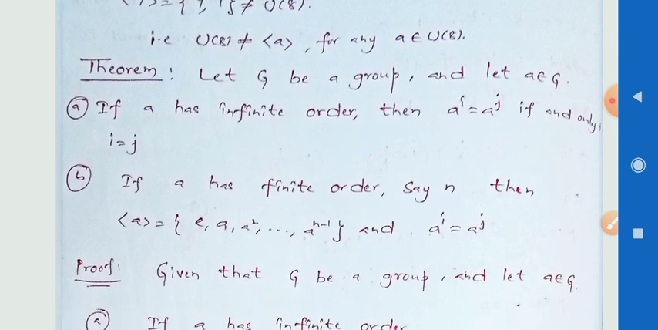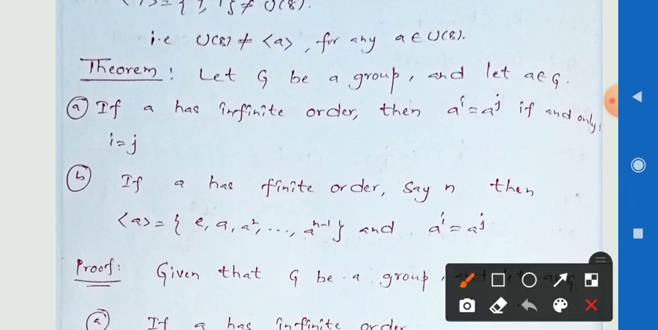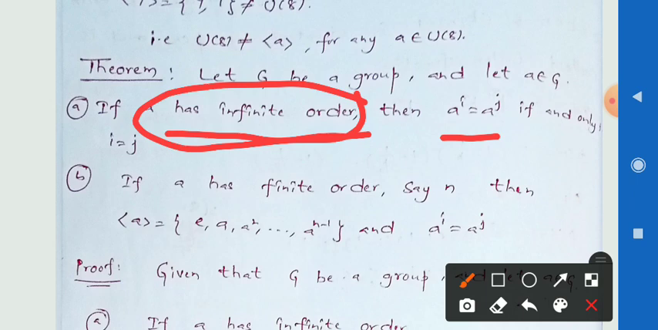Okay, here a theorem is given. Let G be a group and let A belong to G. Here G is a group and A is any element that belongs to G. If A has infinite order, then a power i is equal to a power j if and only if i is equal to j. If A has infinite order, this condition must be underlined: a power i equals a power j if and only if i equals j.